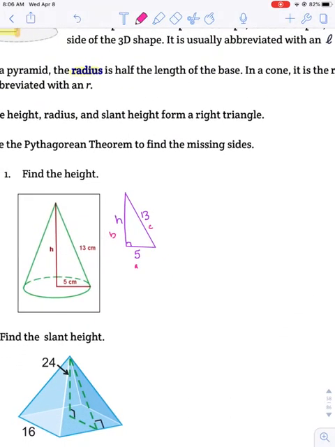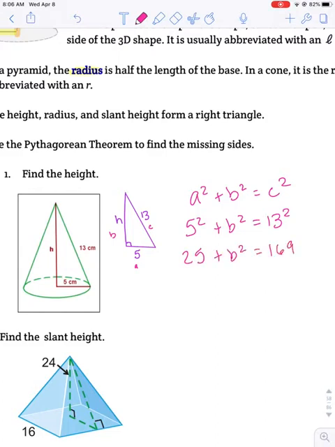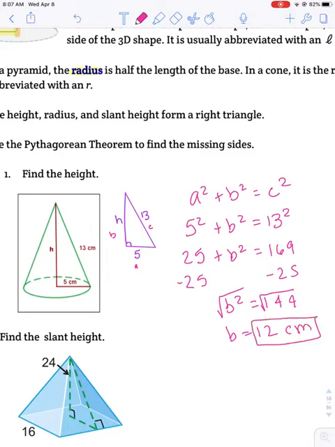Let's pretend I didn't recognize it though. So a squared plus b squared equals c squared. I'm going to do 5 squared plus b squared equals 13 squared. 25 plus b squared equals 169. Subtracting 25 from both sides, you get b squared equals 144. Take the square root of both sides, and you get b equals 12. And the units would be centimeters. So 12 centimeters is the height.